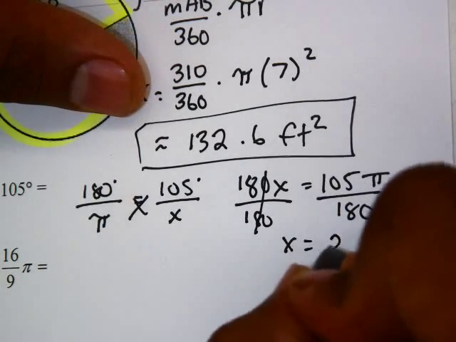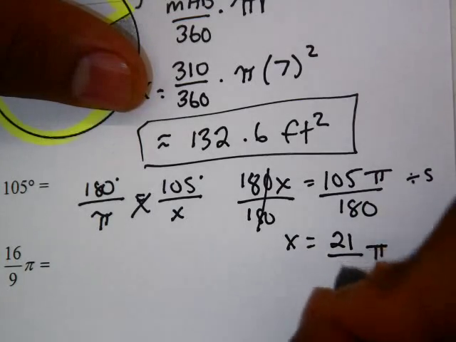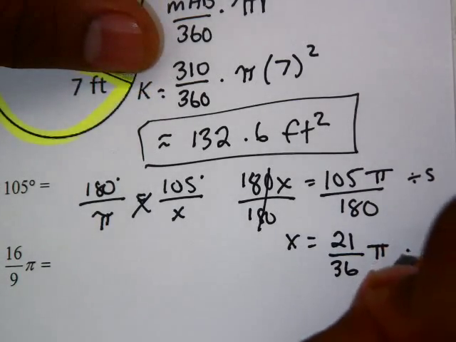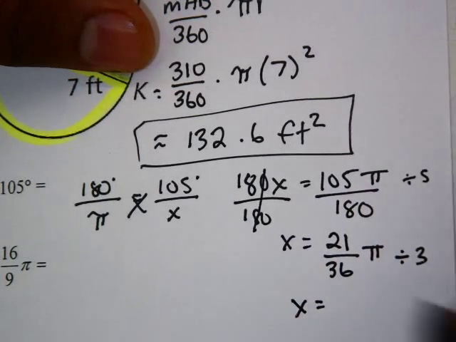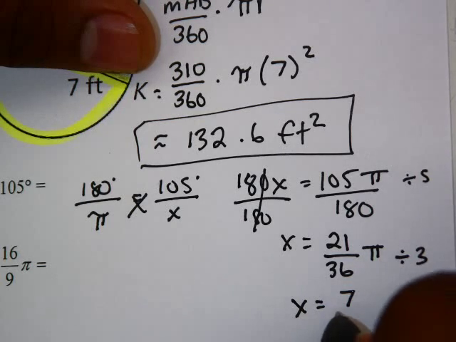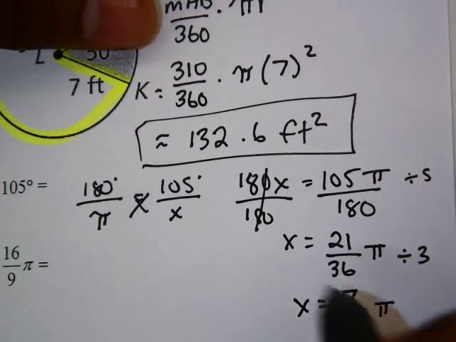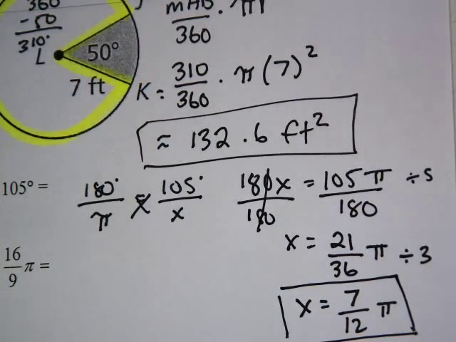105 divided by 5 is 21. 180 divided by 5 is 36. And then I see I can also continue dividing both numbers by 3. 21 divided by 3 is 7. 36 divided by 3 is 12. I have to stop there because I can't divide 7 and 12 by any other common number. So I'm done there.